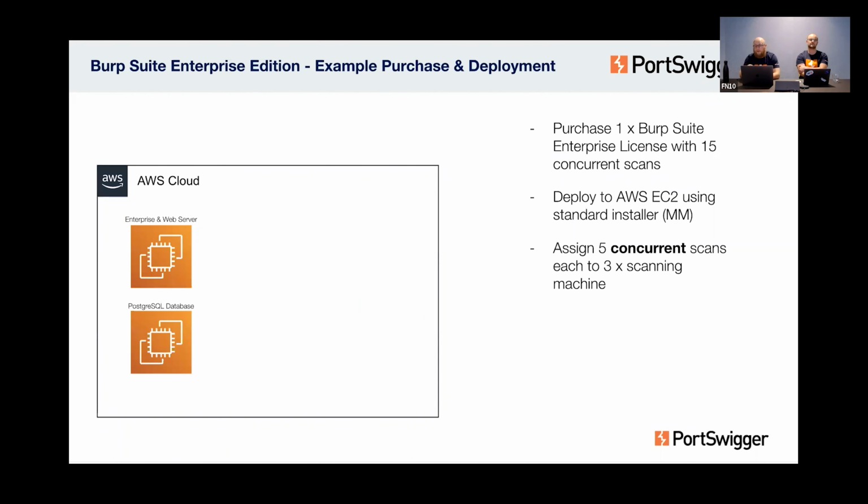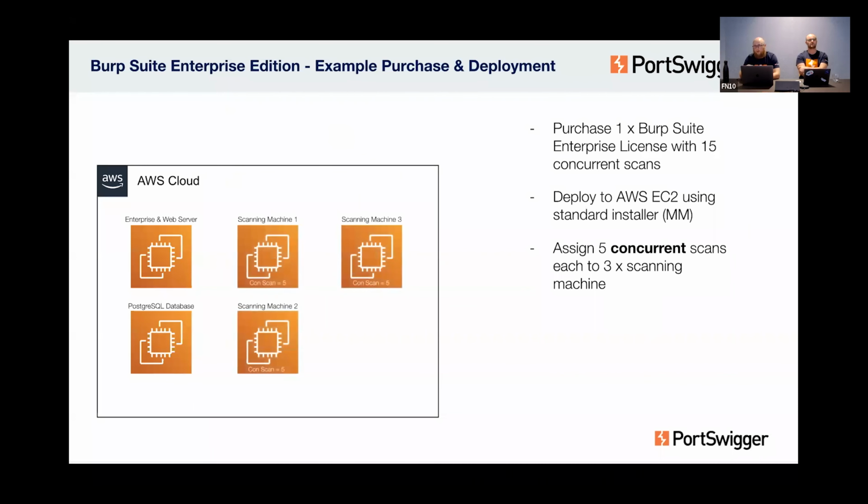And then we want to split our scanning machines into 3 and assign 5 of our 15 concurrent scan limit to each of the 3. So that gives us our total 15 concurrency. We've split them across 3 machines because that's useful from a resource perspective. We know we're not going to be constrained on any one particular machine. That's a total of 5 images so far.